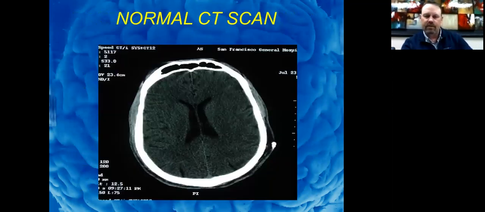Some scans. This one's normal. You can see the ventricles there in the middle. It has a little butterfly pattern. You can see some outline of the actual brain tissue. In good white, there is the bone.